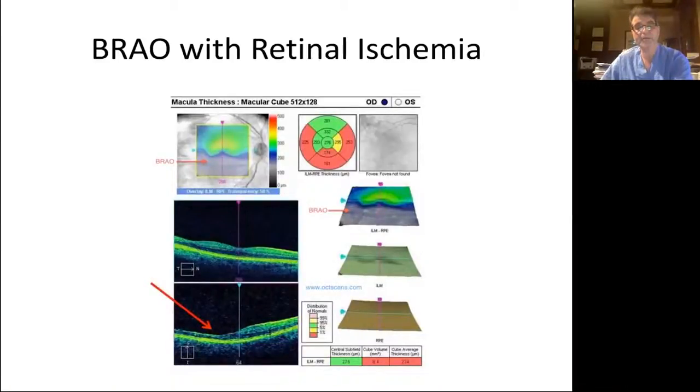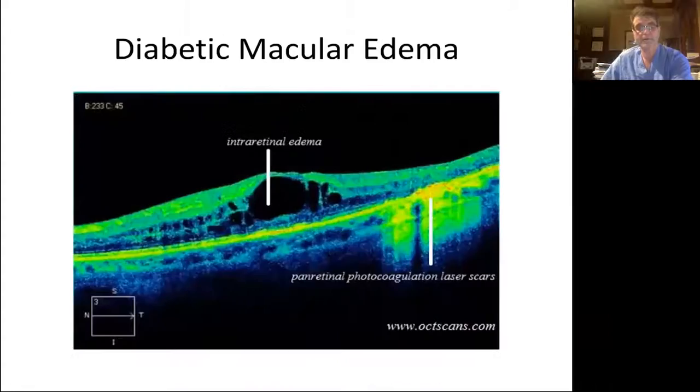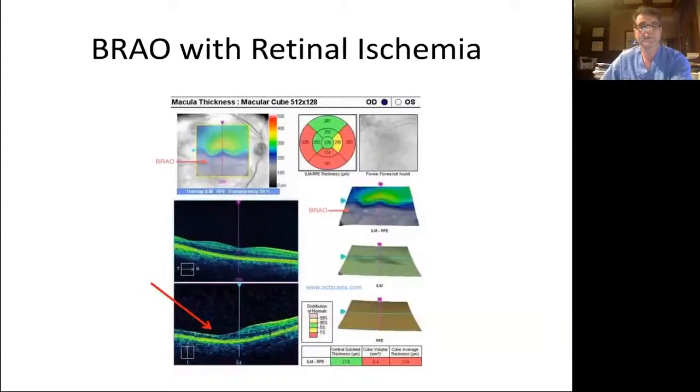First, branch retinal artery occlusions. Retinal ischemia can show on OCT. In this case, we can see the patient has had an inferior branch retinal artery occlusion, and it's been chronic because there's thinning of the bottom half of the macula. On the vertical cross-section, it's quite apparent, as denoted by this red arrow. Again, quite apparent on the three-dimensional map.